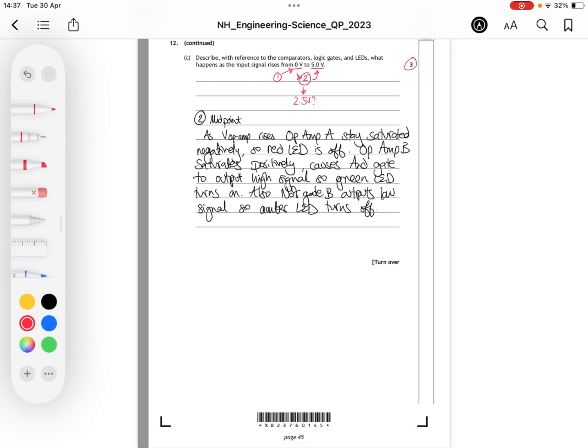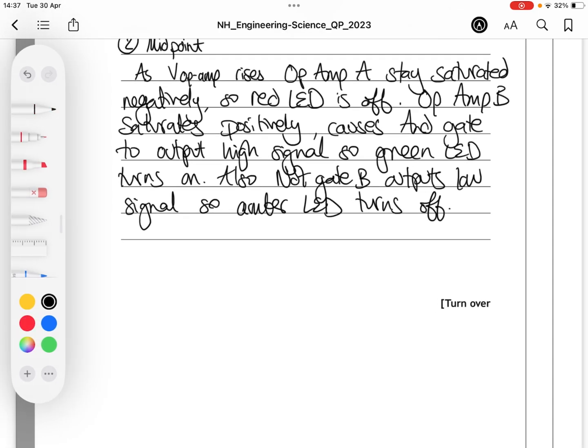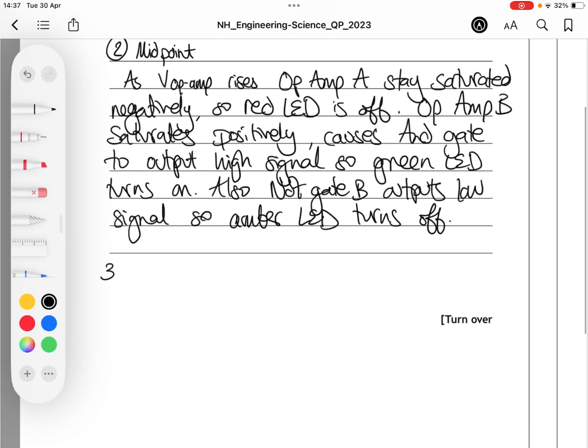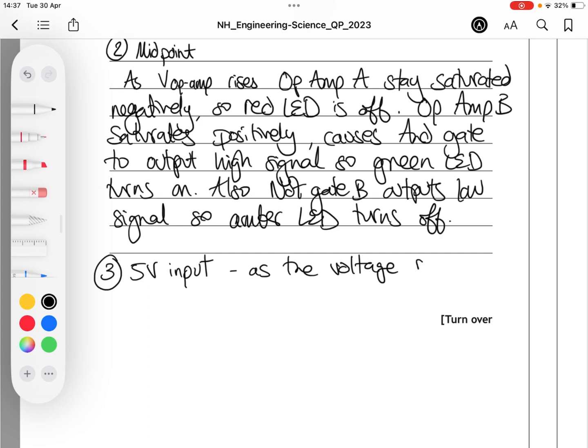I've gone through that quite quickly, but I think at this point, hopefully that third 5 volt input condition is nice and straightforward. Okay, so 5 volt input, you could say as the voltage rises to 5 volts, the op-amp A is going to saturate high, or positively.